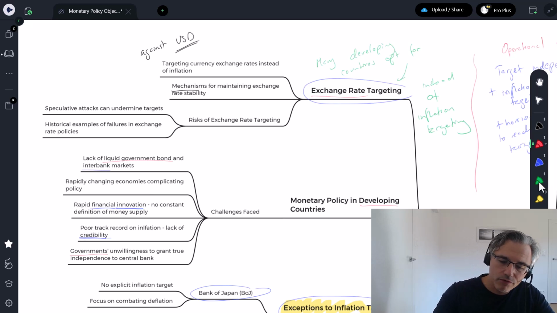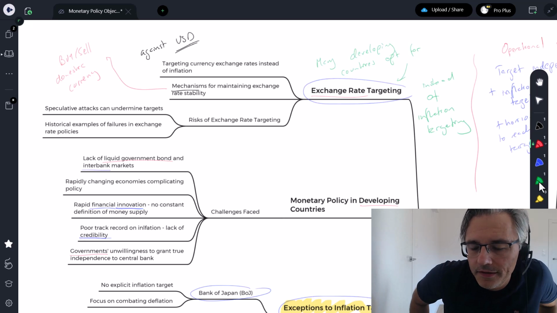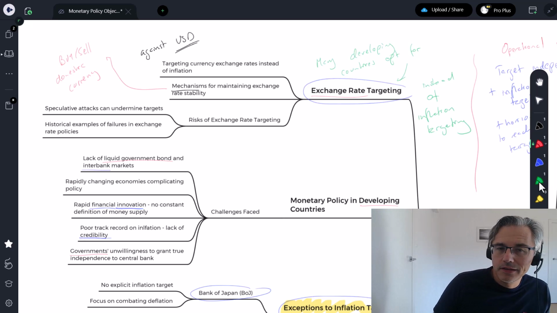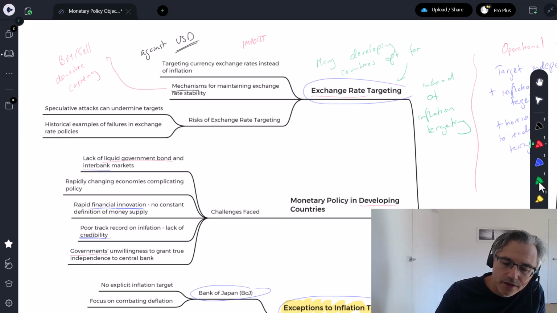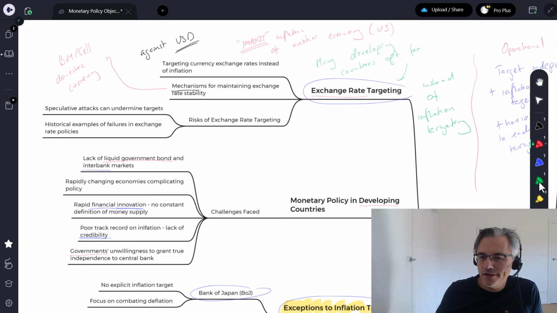So what the central bank will do is buy or sell the domestic currency accordingly, to make sure that it is trading within a certain band relative to a more stable, more developed currency. And this is often associated with the notion of importing the inflation of another economy, like the US, for example.